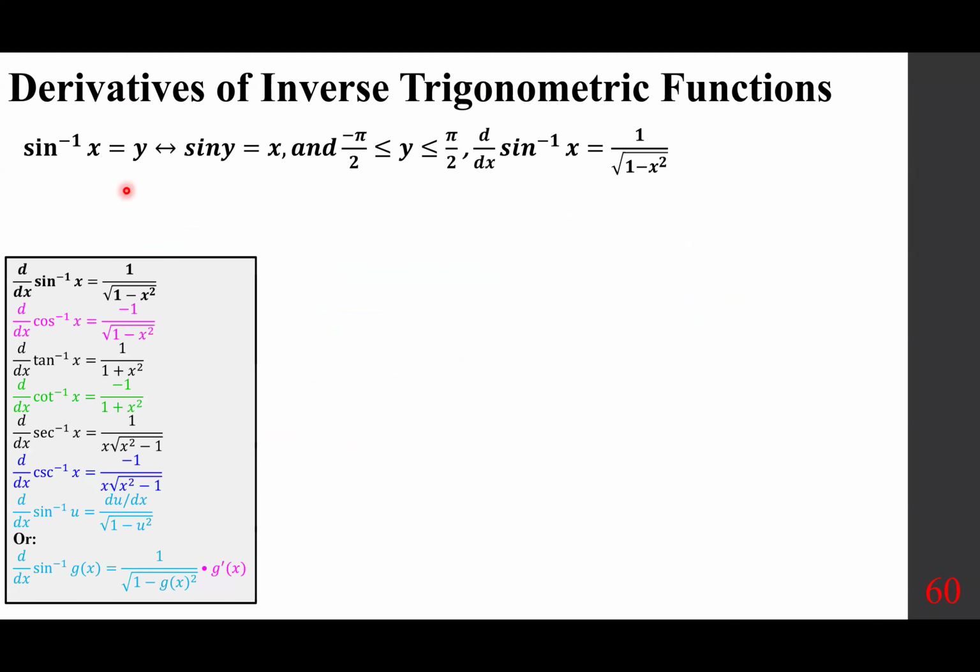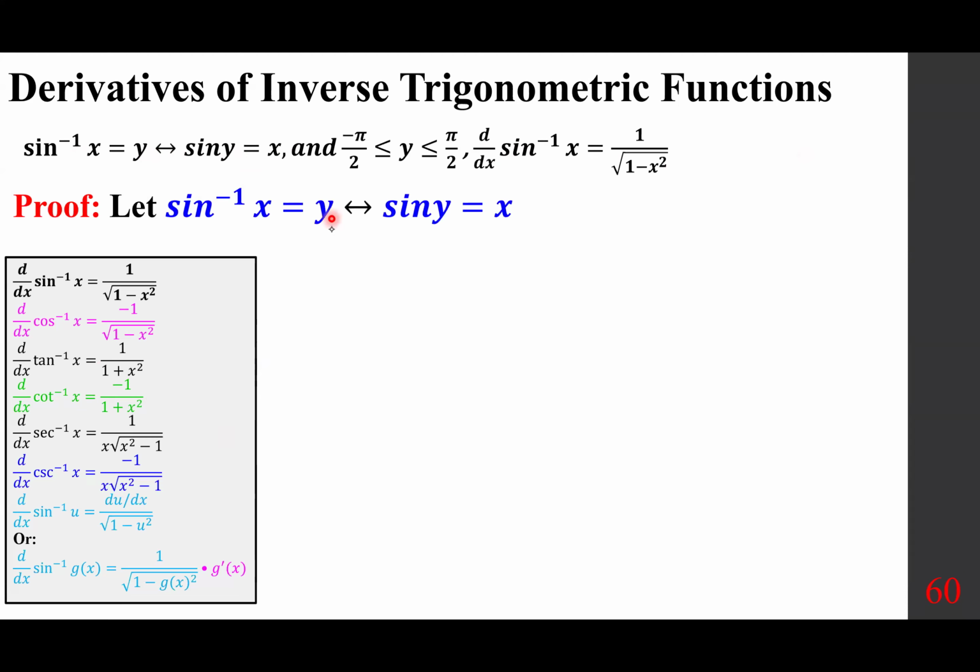All right, the derivatives of inverse trigonometric functions are given. Sine inverse x equals y means sine y equals x. The derivative of sine inverse is 1 over the square root of 1 minus x squared. That's what we have, and what we want to do is to look at the proof here as an example.